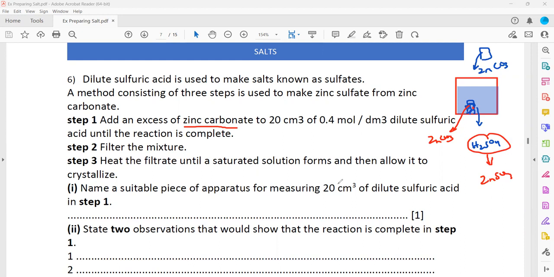Name a suitable piece of apparatus to measure 20 cm³. If you want to accurately measure 25 cm³, it's a pipette. Or if it was 20.0, then it will be a burette. But here it's 20, so we don't need an exact volume, just an approximate volume. So for that, we can use a measuring cylinder.